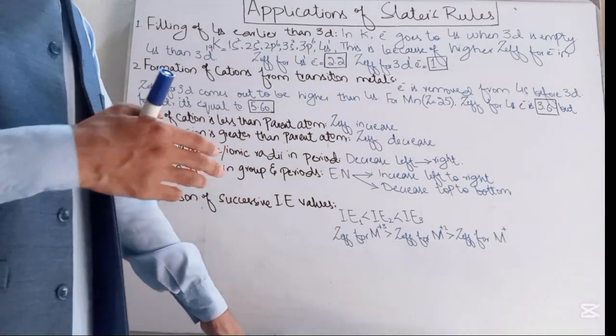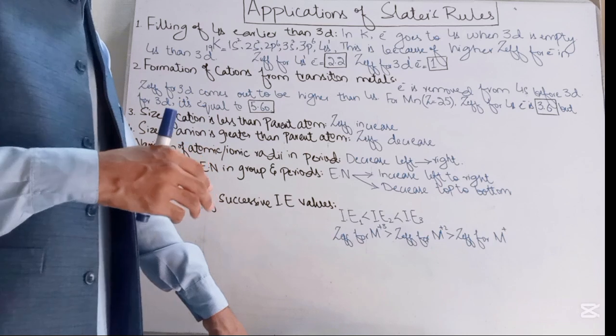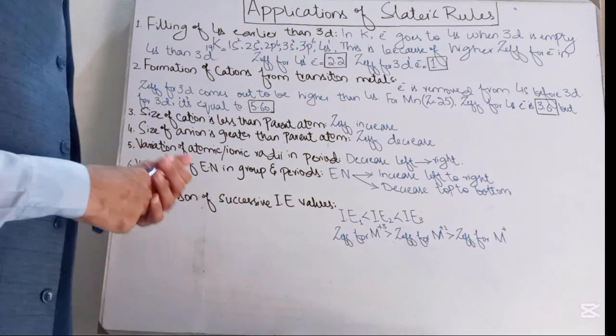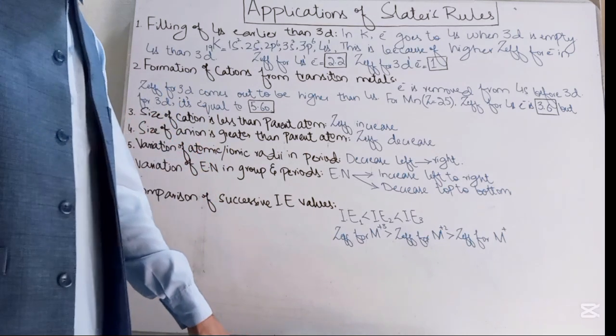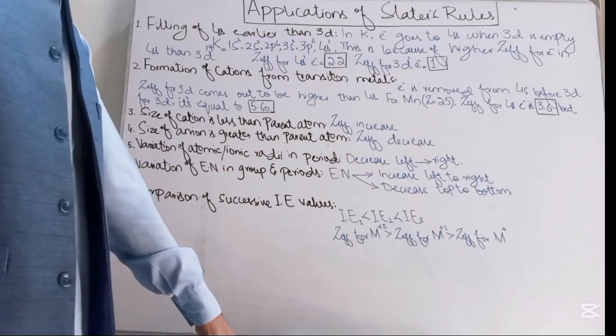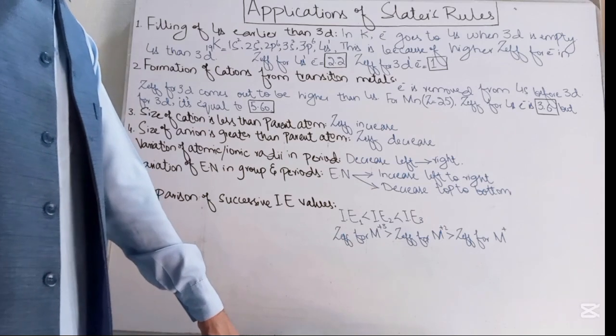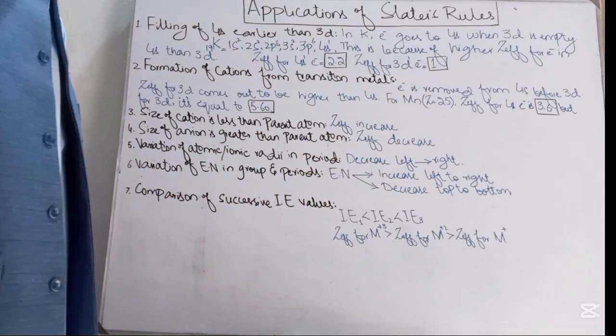I have again given the values of Z effective for manganese. The atomic number is 25, and the Z effective value for the 4s electron is 3.6, whereas the Z effective value for the 3d electron comes out to be 5.60.